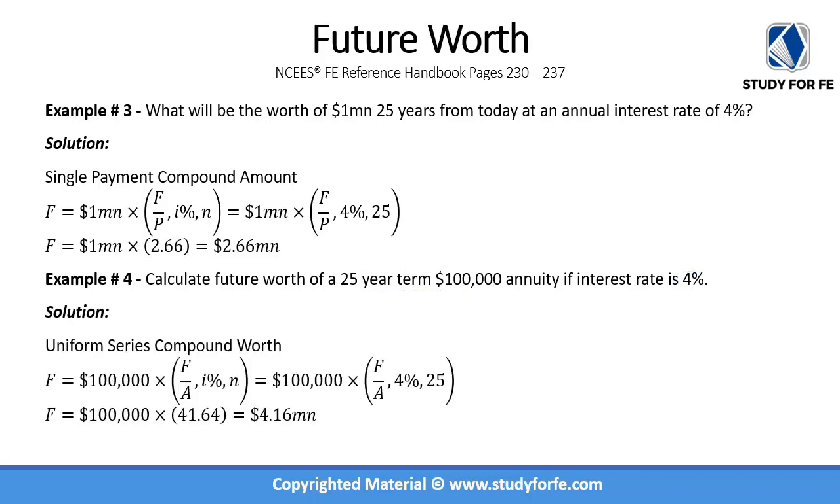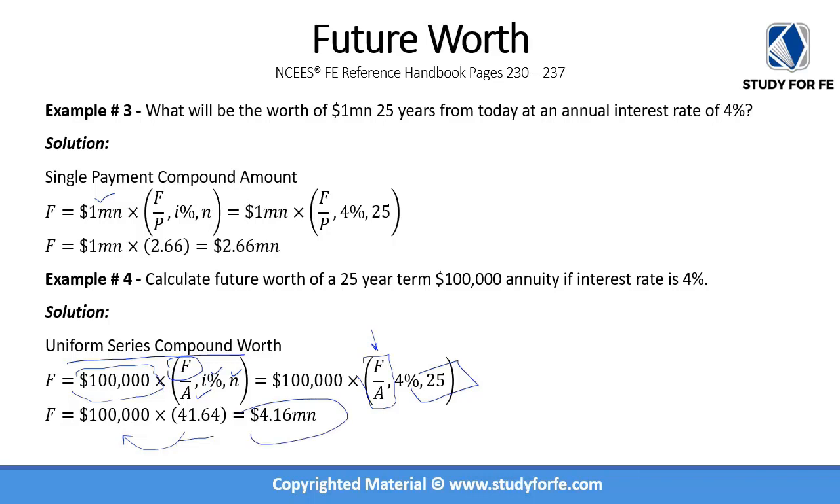We can use the uniform series compound worth formula, which calculates F for us if A, I% and N are provided. Remember, in all of these formulas, you have to multiply either the present worth, as in the previous example, or the annuity, as in this example. You go to the 4% interest rate table, look for this column, and find row number 25, N equal to 25. That factor ends up being 41.64. So you multiply 41.64 with 100,000, and that ends up being $4.16 million.